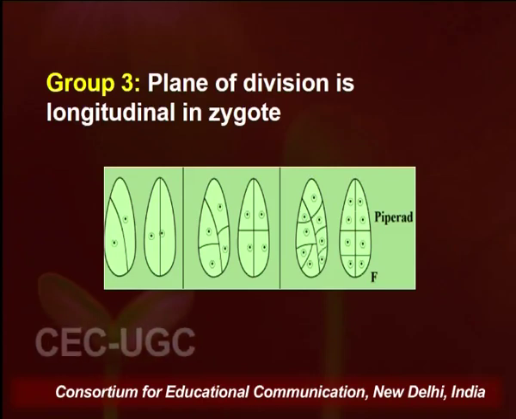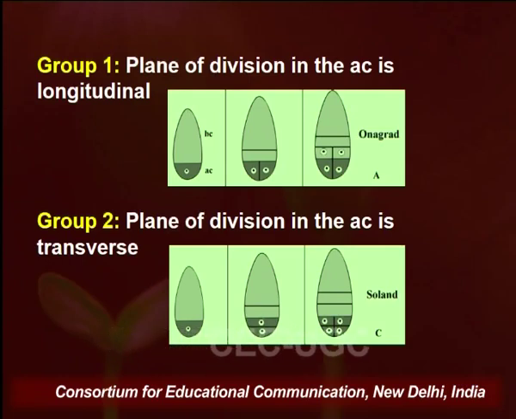So far in the last two, we have seen that the first plane of division is transverse, resulting in the formation of an apical cell and a basal cell. So, in group 1 and in group 2, the first division is transverse, which results in the formation of an apical and a basal cell. And then depending on the plane of division in the apical cell, the embryogeny differs. In group 1, it is longitudinal, and in group 2 it is transverse.